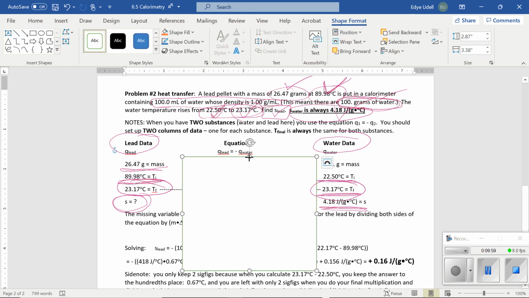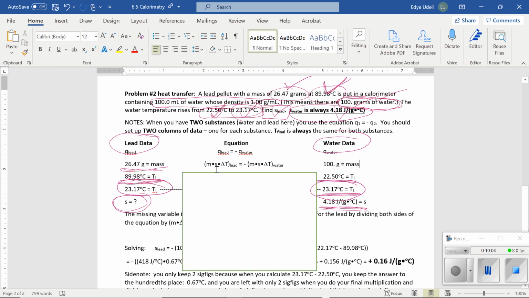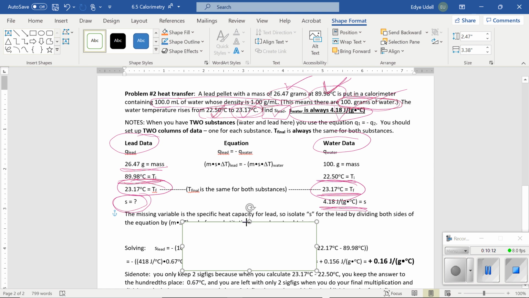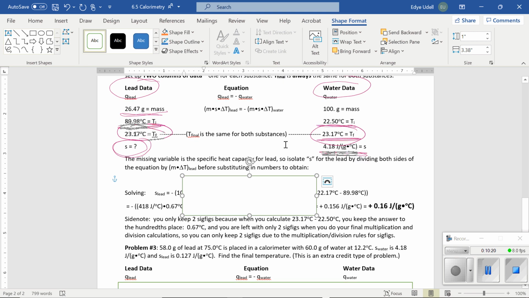When I use the equation Q is ms delta T, I get this equation right here, that ms delta T for the lead is negative ms delta T for the water. And this is just a note that T final is the same for both substances. You don't have to write that in. I'm just pointing that out. It's important. Students often forget. They say, well, I don't know the T final for this one. It's the same temperature when you have two things mixed together in the same space or volume.